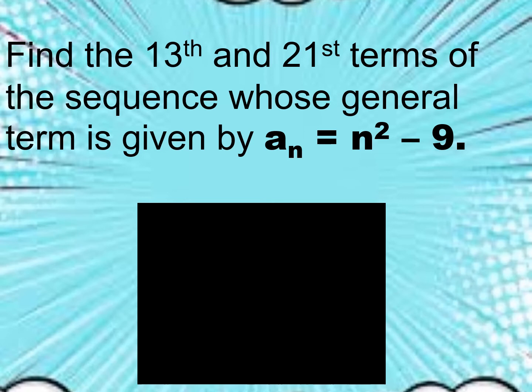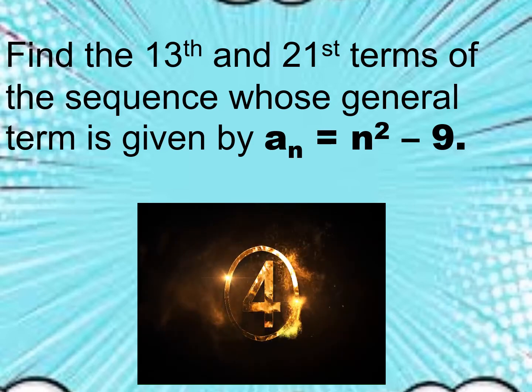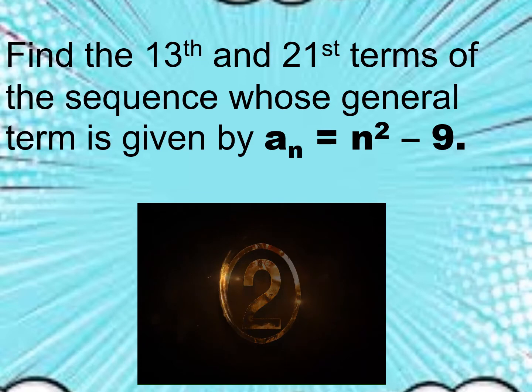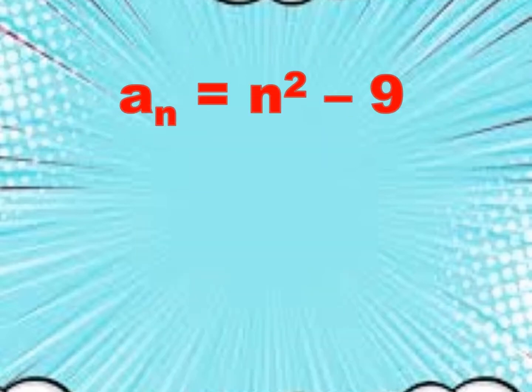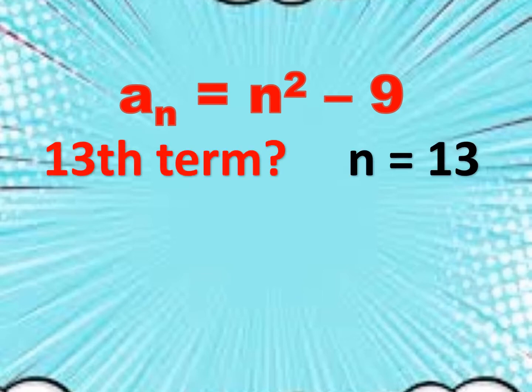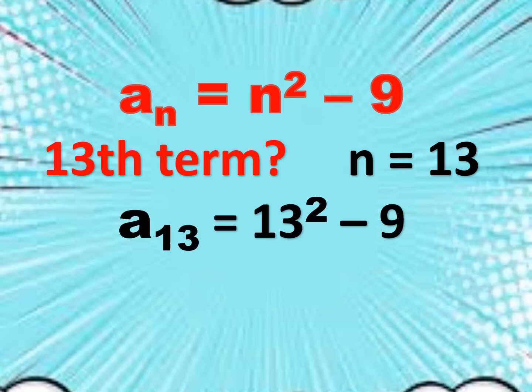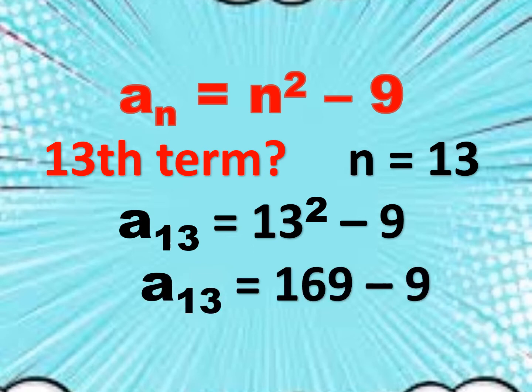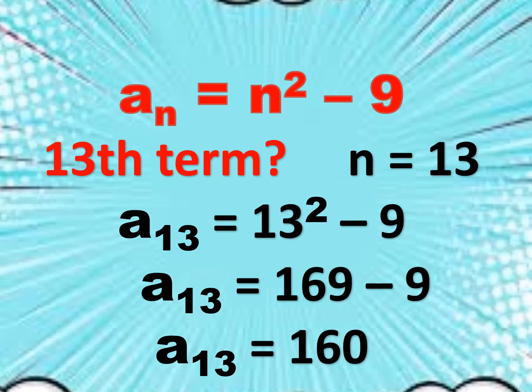Let's have an example. It's your turn to answer. Find the 13th and 21st terms of the sequence whose general term is given by a sub n is equal to n squared minus 9. Okay, again, our general term is a sub n is equal to n squared minus 9. And we're looking for the 13th term. So our n is equal to 13. So a sub 13 is equal to 13 squared minus 9. Simplify. That is a sub 13 is equal to 169 minus 9. So a sub 13 is equal to 160.